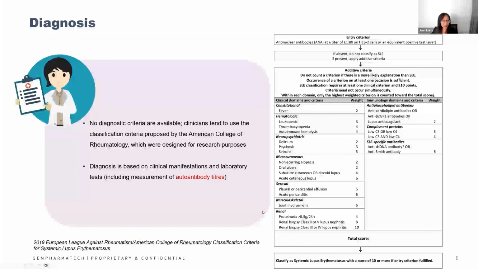So far, there is no diagnostic criteria available. The diagnosis is based on clinical manifestations and laboratory testing, including measurements of autoantibody titers. The level of autoantibody is also a parameter that could indicate the disease activity of the preclinical animals.